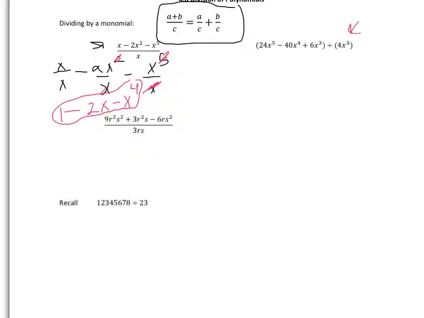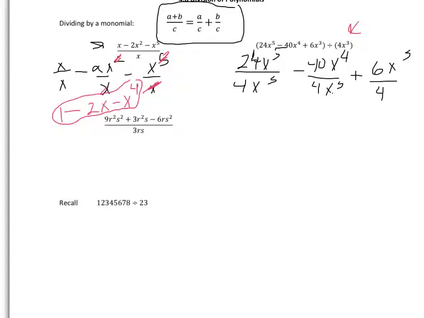Now, same thing here. We're dividing by a monomial again. The monomial is 4x cubed. So we can write each of the terms in the numerator over that denominator piece. So we can write this as 24x to the fifth all over 4x cubed, minus 40x to the fourth all over 4x cubed, then plus 6x cubed over 4x cubed.